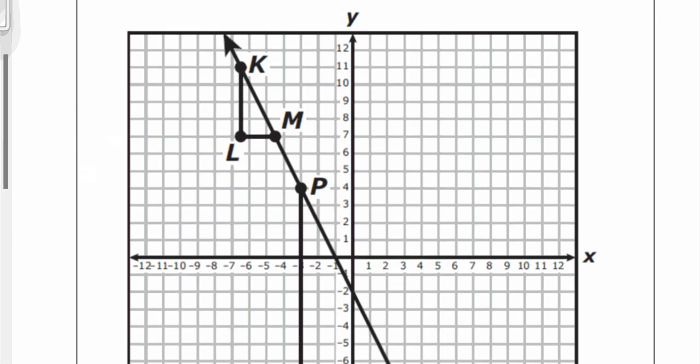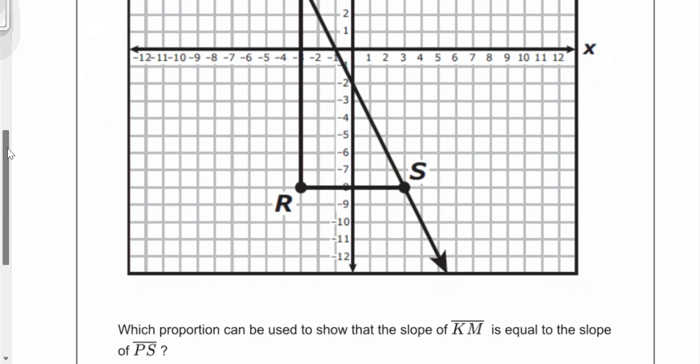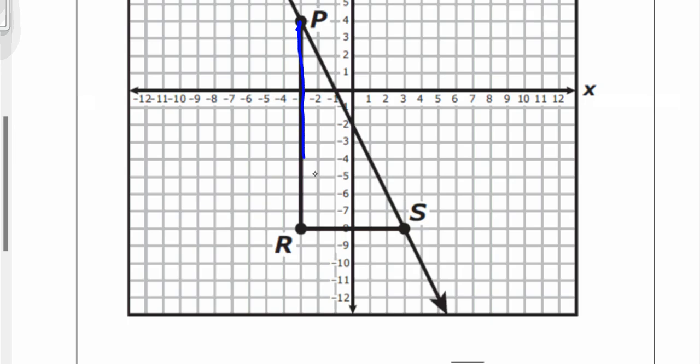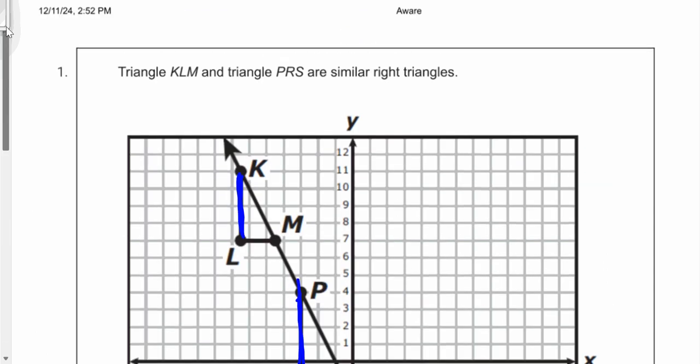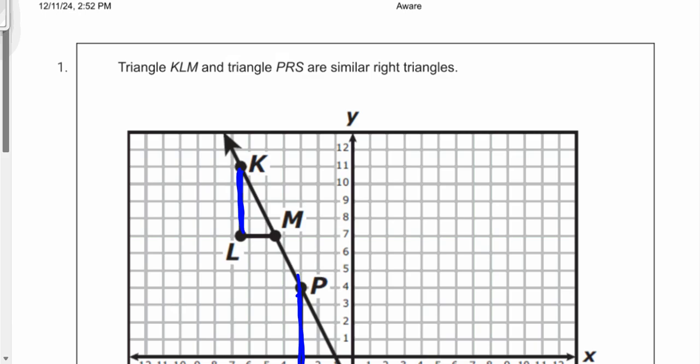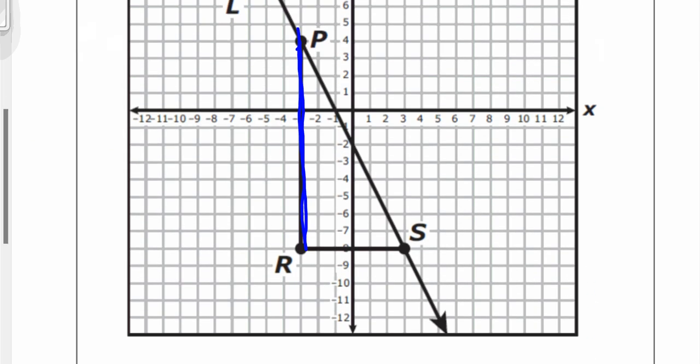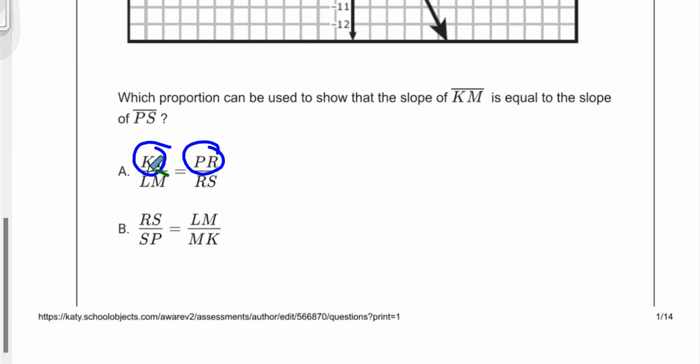So looking at my two slopes, I have the change in my Y, which would be K and L on this triangle. And the change in my Y on my larger triangle is P and R. So these would be corresponding sides in my similar right triangles, and those are going to go together, K and L and P and R. Then I have my change in my X, L and M, and R and S, again corresponding sides, L and M, and R and S, so A is my answer.